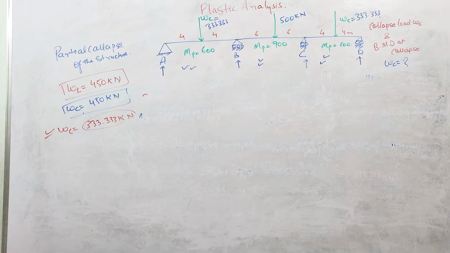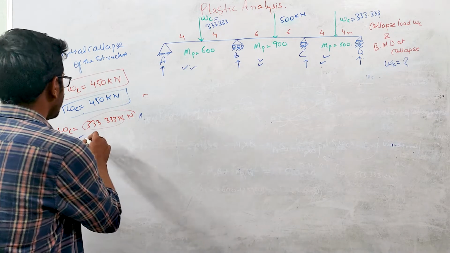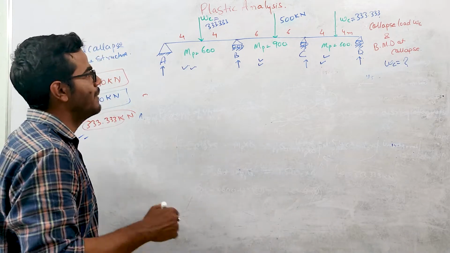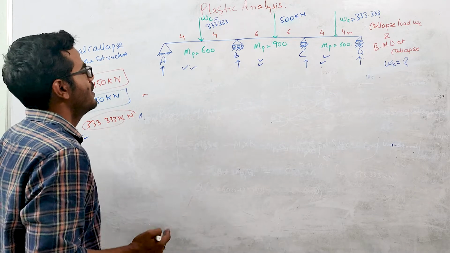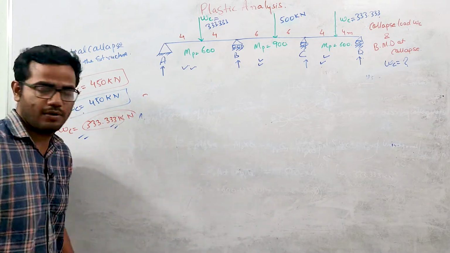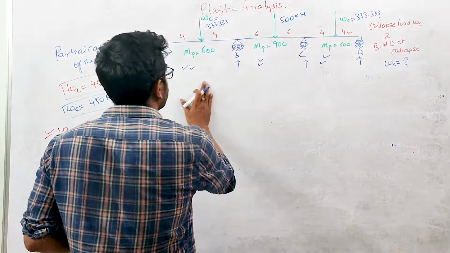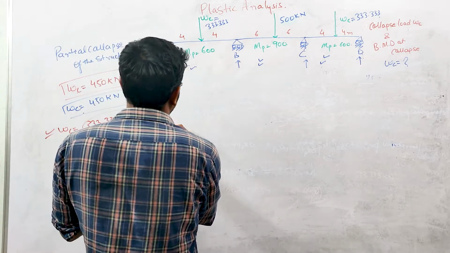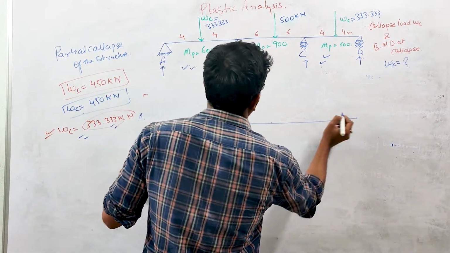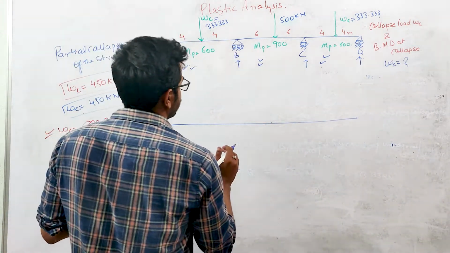Now let us check whether this is our true collapse load or not. We'll draw the bending moment diagram at the collapse and check whether this is our true collapse load or not. Right. Now for the bending moment at collapse, let us discuss two things.